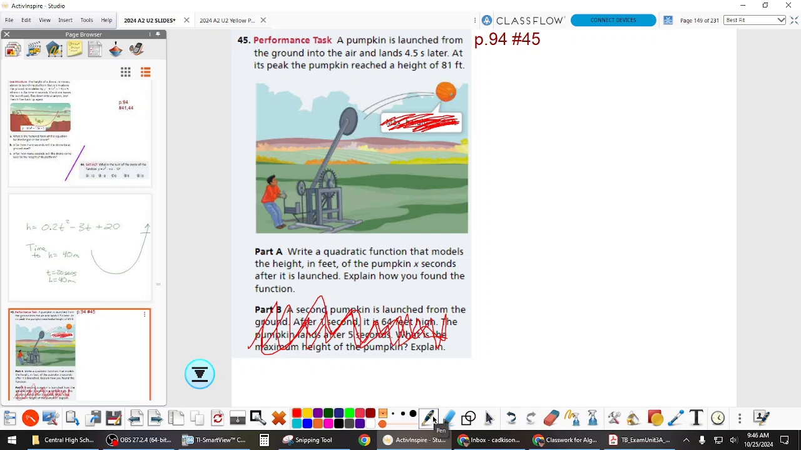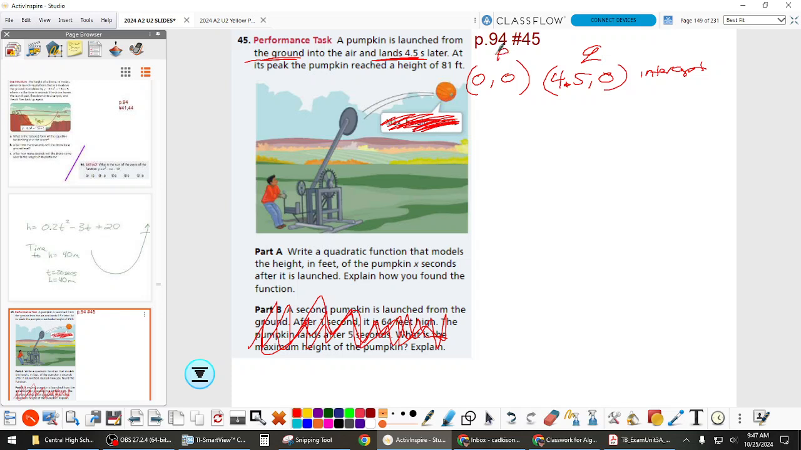So, when it just says "lands on the ground," that's a point, right? That's 4.5, comma 0. What is that kind of point called? It's an intercept, yeah. So you could call that Q, that's an intercept. And then we have where it starts, launched from the ground. So that's at 0, 0, and you could call that P.